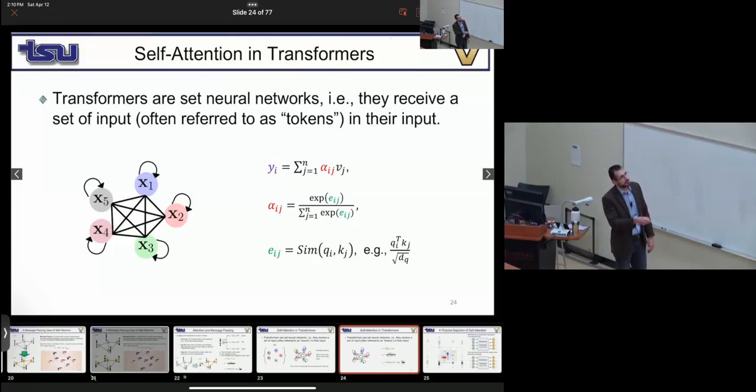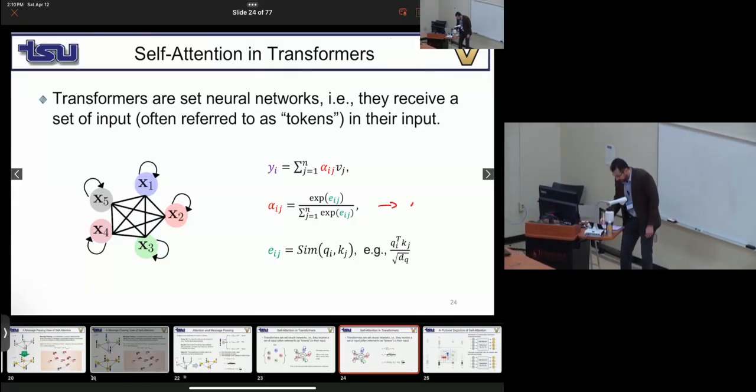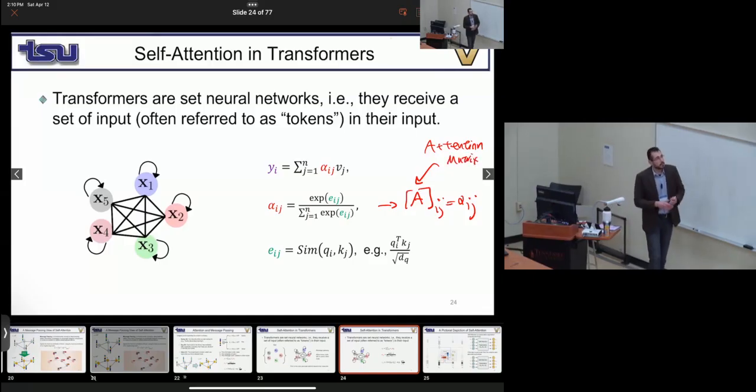self-attention. This alpha ij is referred to as the self-attention matrix. Why matrix? Because we have alpha ij, so if I define a matrix A whose ij element is alpha ij, this is the attention matrix.